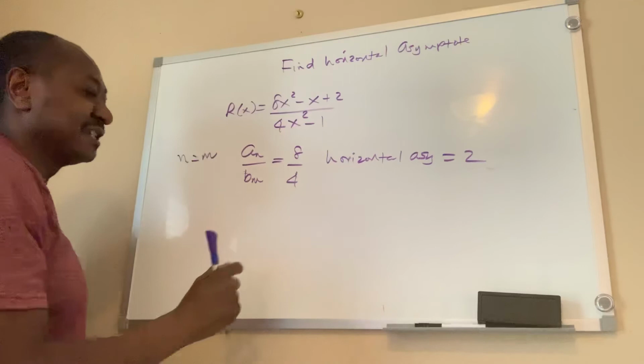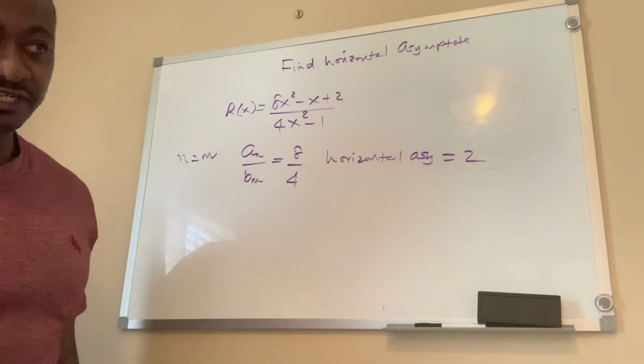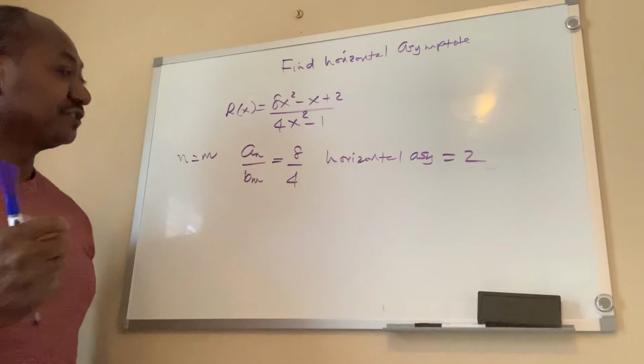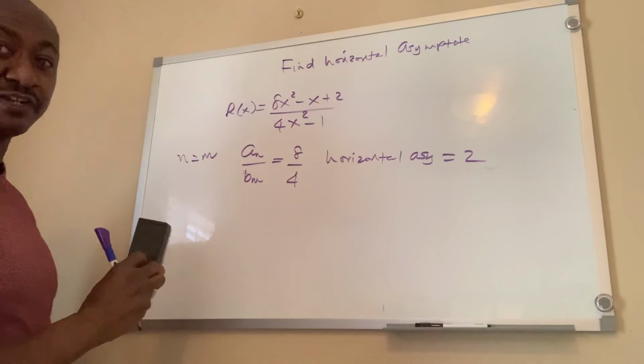Finding the horizontal asymptote: when the degree of the numerator is less than the degree of the denominator, the line y equals zero is your horizontal asymptote. When the degree of the numerator and the degree of the denominator are equal, then the leading coefficient of the numerator divided by the leading coefficient of the denominator is your horizontal asymptote, okay? So that is that. And obviously, if you're going through it and you have any questions, you can always ask.